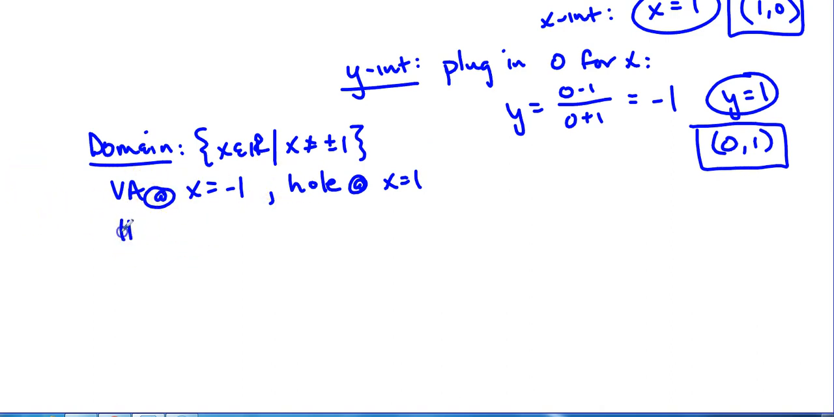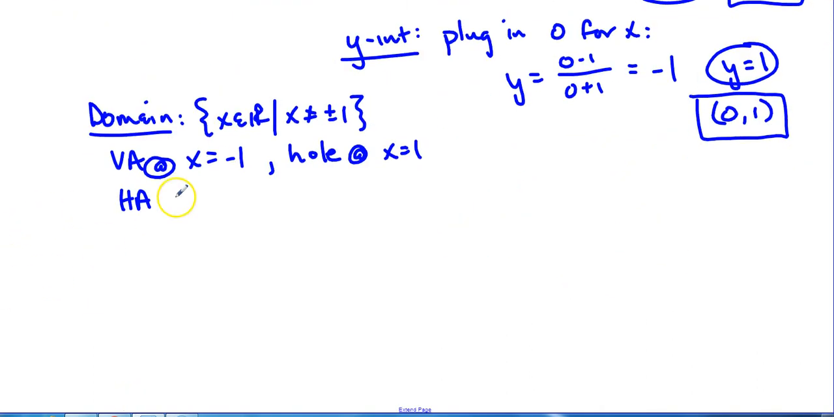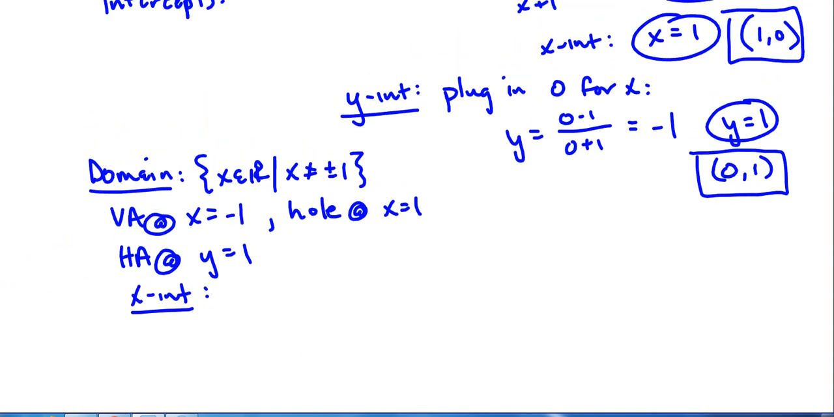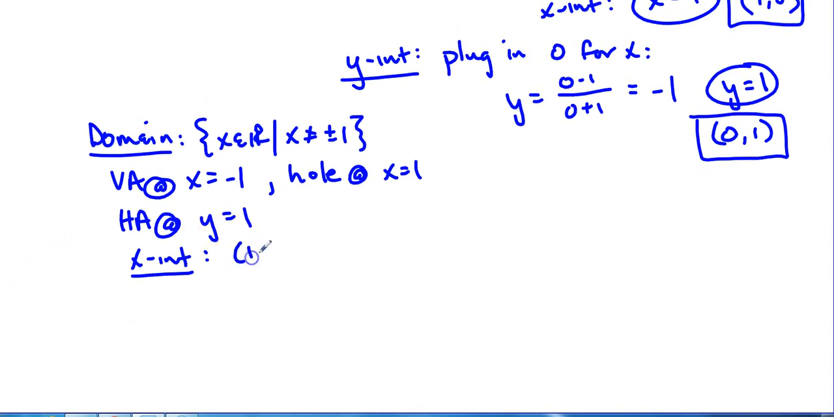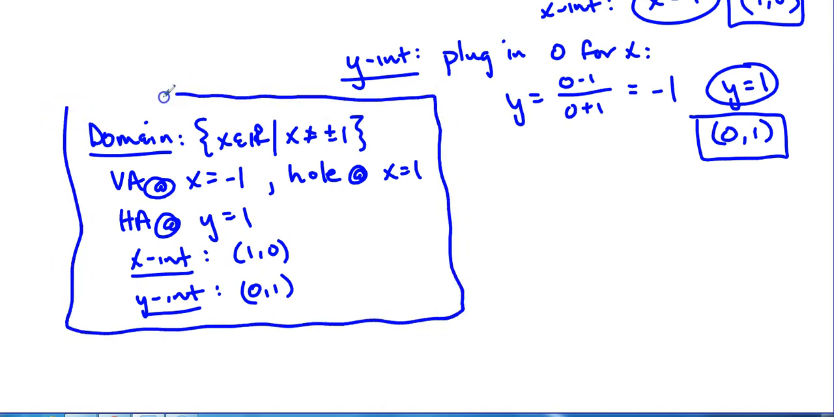The next thing is horizontal asymptotes. We know we had a horizontal asymptote at y equals 1. X-intercepts. Yeah, my x-intercept was (1, 0). And my y-intercept was (0, 1). And we're done. So this is all the information condensed. Make sure that you condense it and keep it organized.